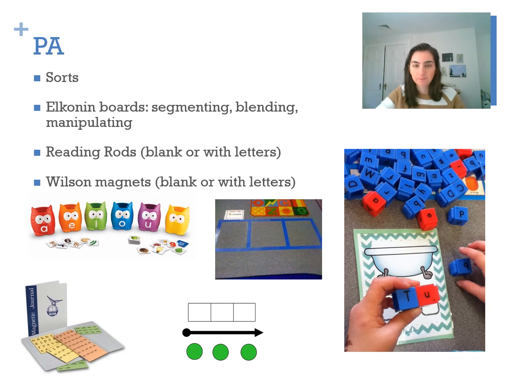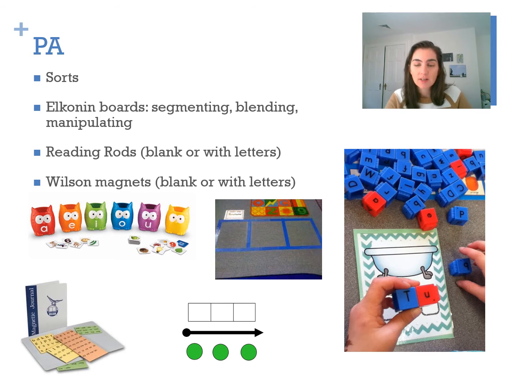Elkonin boards are near and dear to my heart. I use these all the time as well. These are just index cards that I have cut and laminated. And then the fun thing is that you can get all sorts of cute little mini erasers. These are little unicorns. You don't just have to use boring old little chips or counters. You can get cute little manipulatives, and you can do your sound segmenting or sound blending with those.